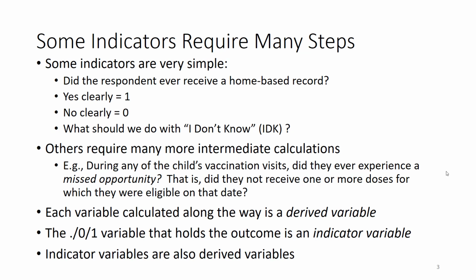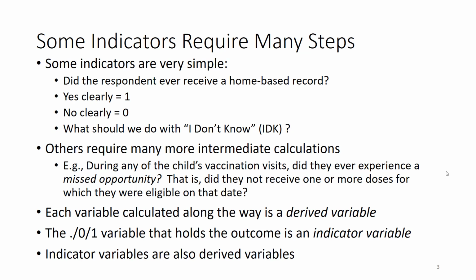Different people could have different ideas about what to do here. Some people would say we should take those people out of the denominator. With the WHO indicator, we always put them in the denominator. So we say we don't have evidence that they ever received a home-based record. And if they said I don't know, then we would assign them a 0. So for this indicator, every respondent would be assigned a 1 or a 0. Everyone 12 to 23 months would be eligible for this indicator. Everyone would have a 1 or a 0.